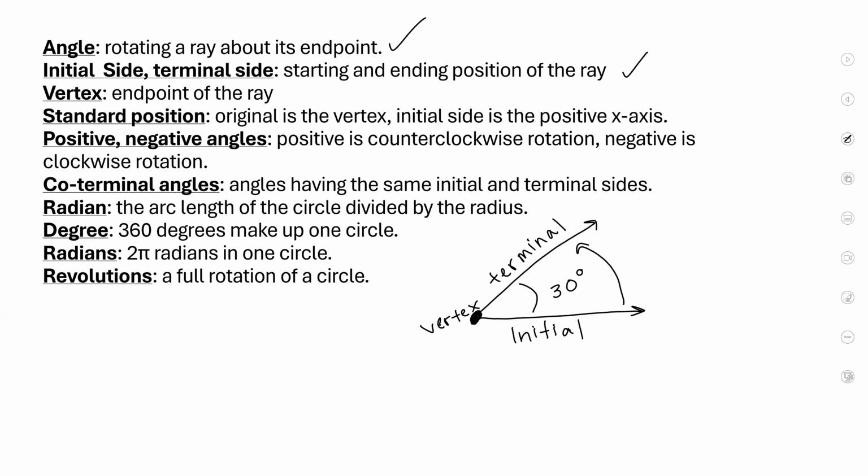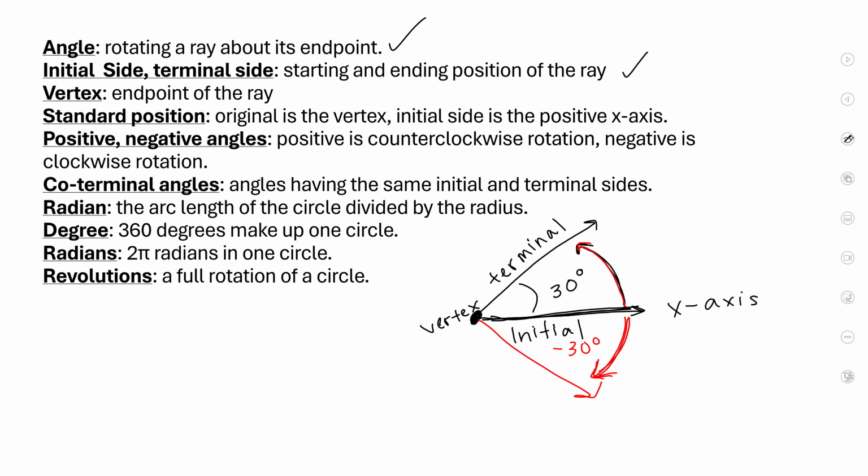Standard position is when your initial side is on the x-axis. So I'm going to make this my x-axis. This is where we're always going to start. That is your standard position. From your standard position, you can either go this way and form an angle. That would form a positive angle, or you can go this way and form an angle. This is clockwise. This would form a negative angle. This is negative 30 degrees. Okay, so counterclockwise will form a positive angle. Clockwise will form a negative angle.